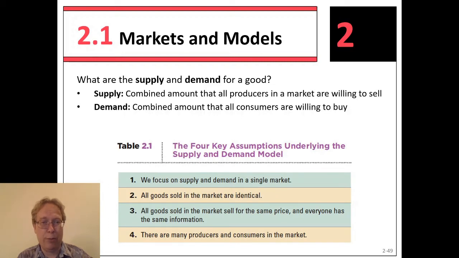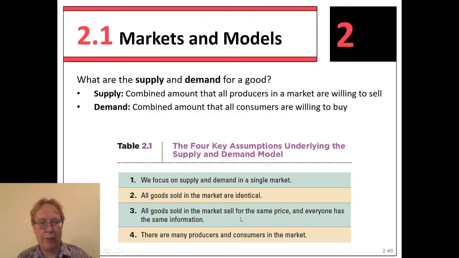The very simple supply and demand model has a couple of assumptions. We will focus on a single market. We will assume that all goods are completely identical, right? That's important. So the tomatoes that I'm going to buy in my market, I don't care who produces my tomatoes, because I cannot really tell the difference. All tomatoes are completely identical from my point of view. The third element is already an implication of that. So if all products are completely identical, that also means that they will sell for the same price.